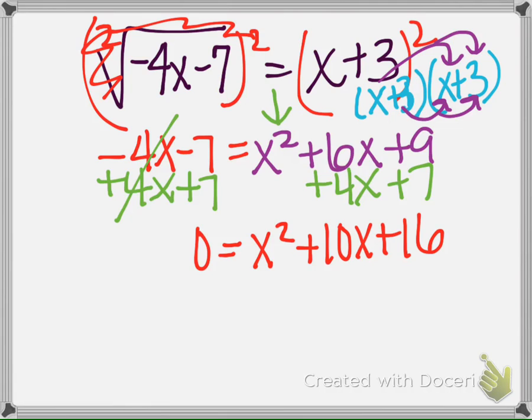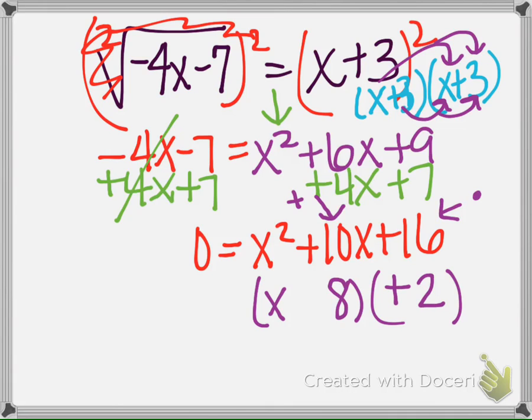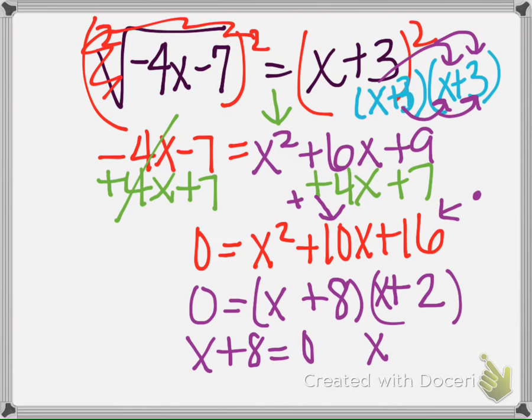And now to solve, we need to factor. So we need to think of what two numbers multiply to 16 but add to 10. So 8 and 2. So now we're going to set each part equal to 0. And we'll get x equals negative 8 and negative 2.